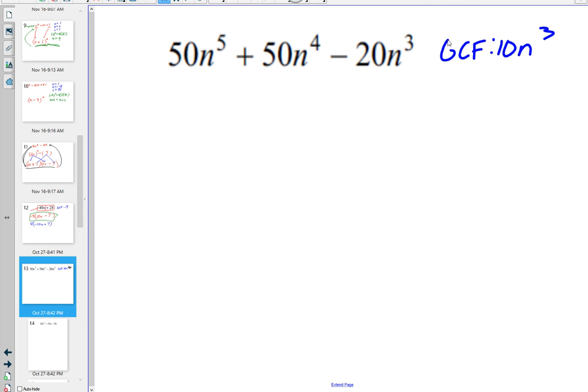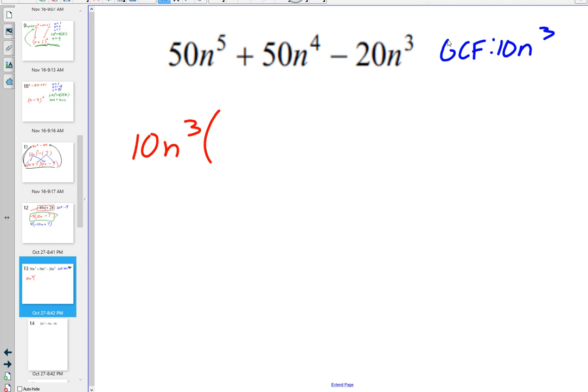Yeah, they can all be divided by n. They can also be divided by three of the n's. You know, divide by n, divide by n, divide by n. So that's what I'm going to pull out. I'm going to pull out a 10n to the third. Let's see what's left.